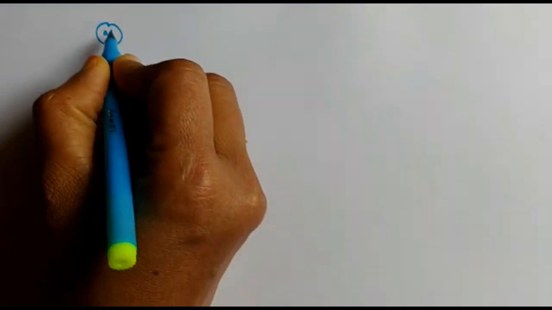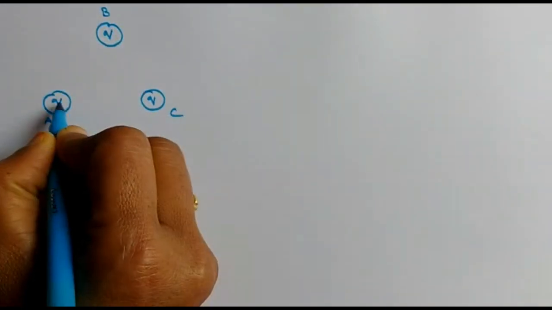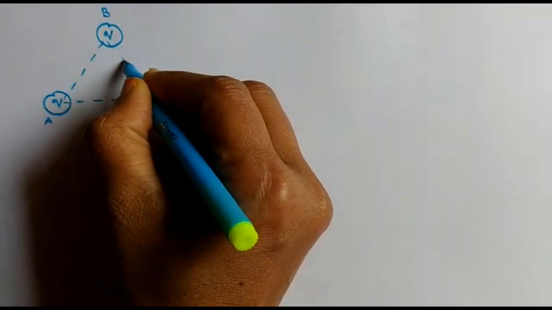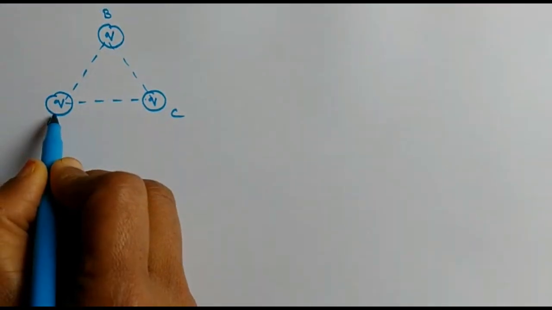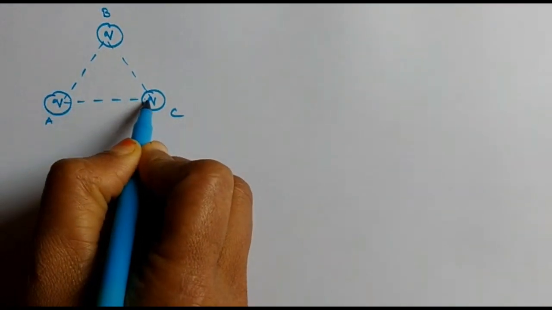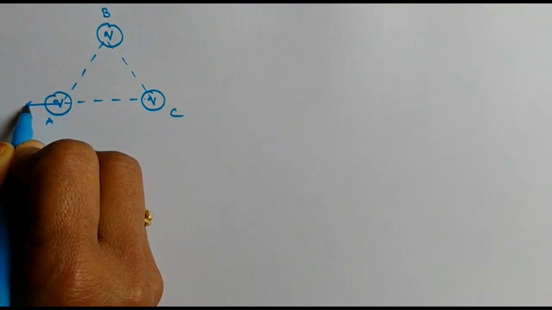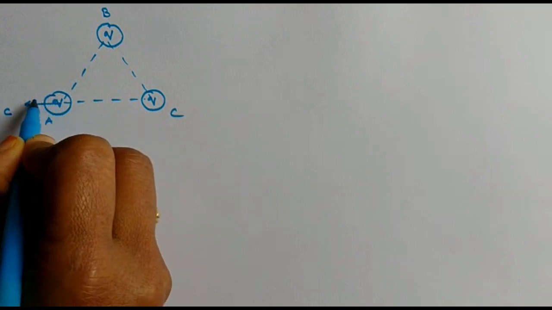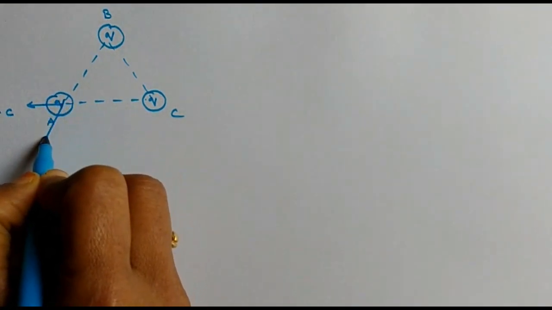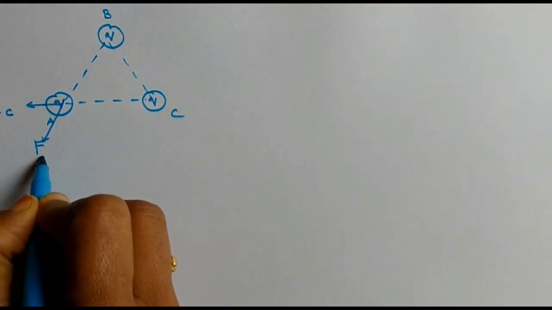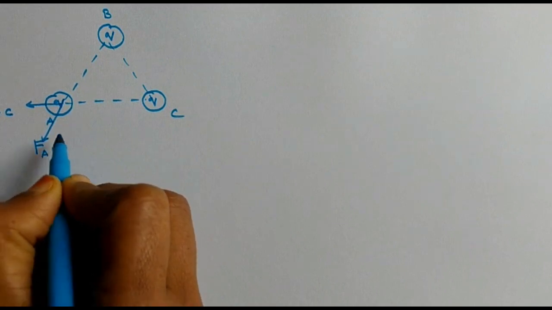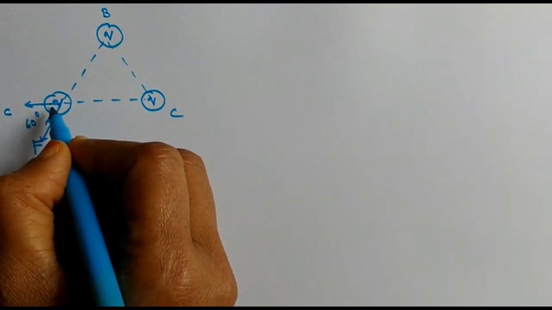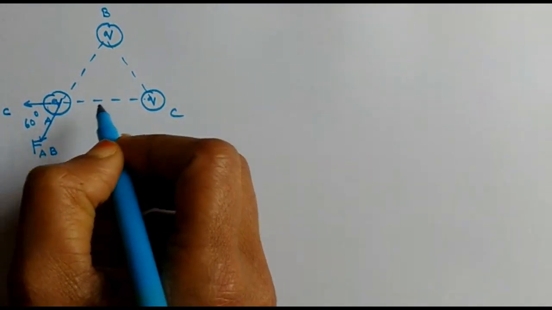And this is A, vertex B and C as per the diagram. So identify the forces acting on A. A is experiencing 2 repulsive forces. This is the direction of force on A due to C. And this is the direction of force on A due to B. And we know the angle between these 2 forces is 60 degrees. Now we can use parallelogram law of vector addition to solve the question.